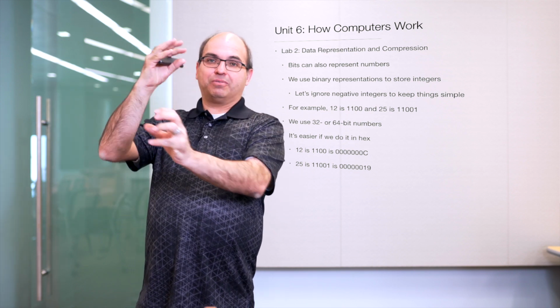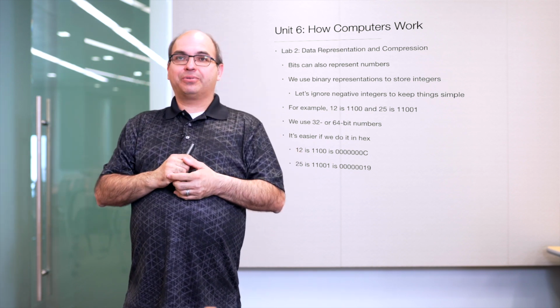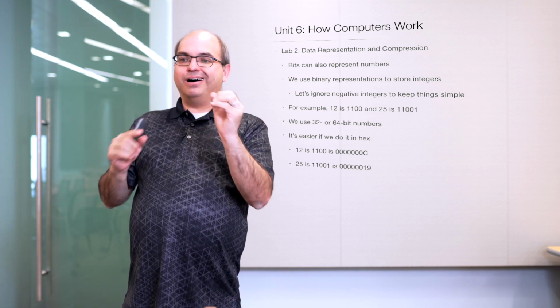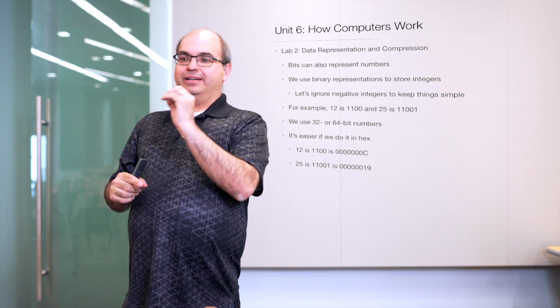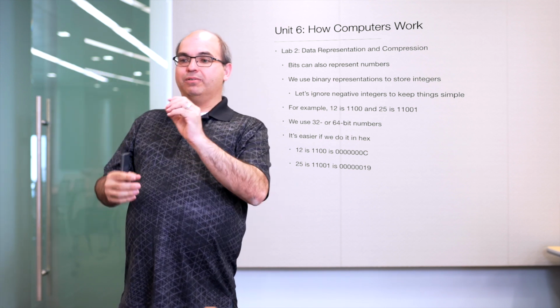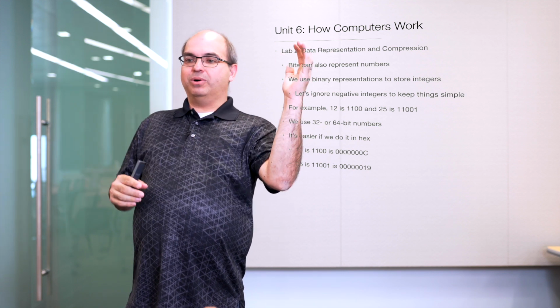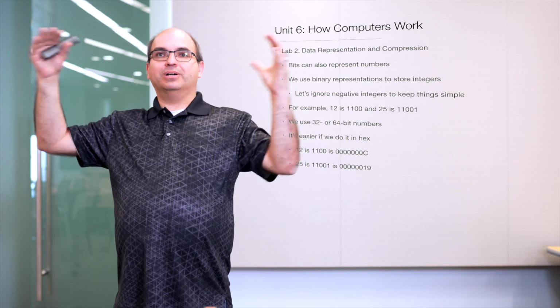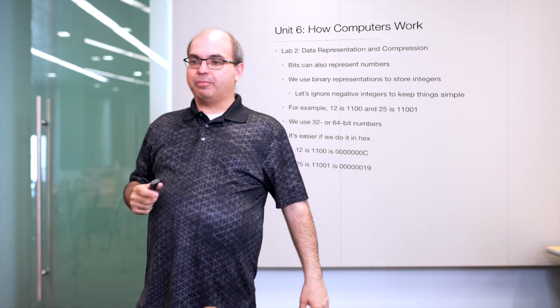This is actually gone over in lab 2, so I'm not going to go through it here. But why is it 1100? Because that leading 1 is not thousands, it is eights. And then it's not hundreds, it is fours. 8 plus 4 is 12. Okay, 25, 11001. That leading 1 is 16, plus 8, 24, 00, plus 1, 25. Okay, so that's how we represent numbers.